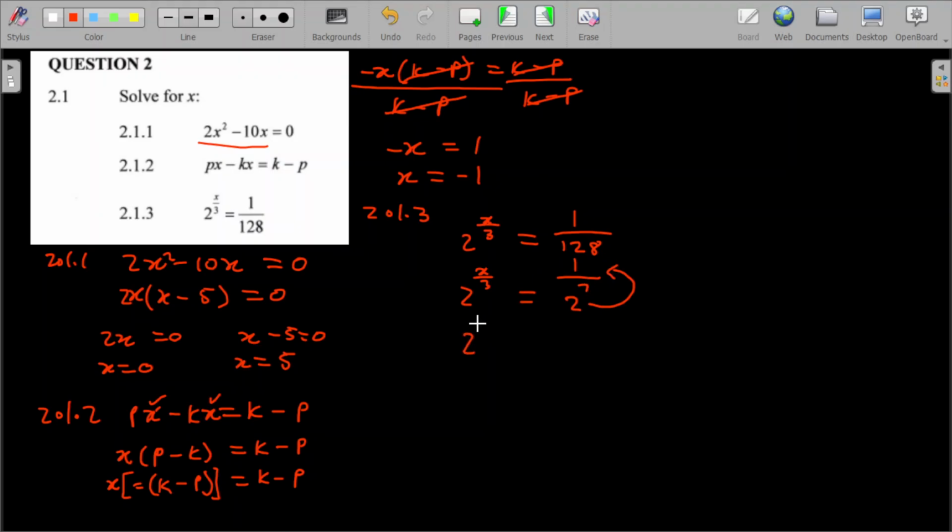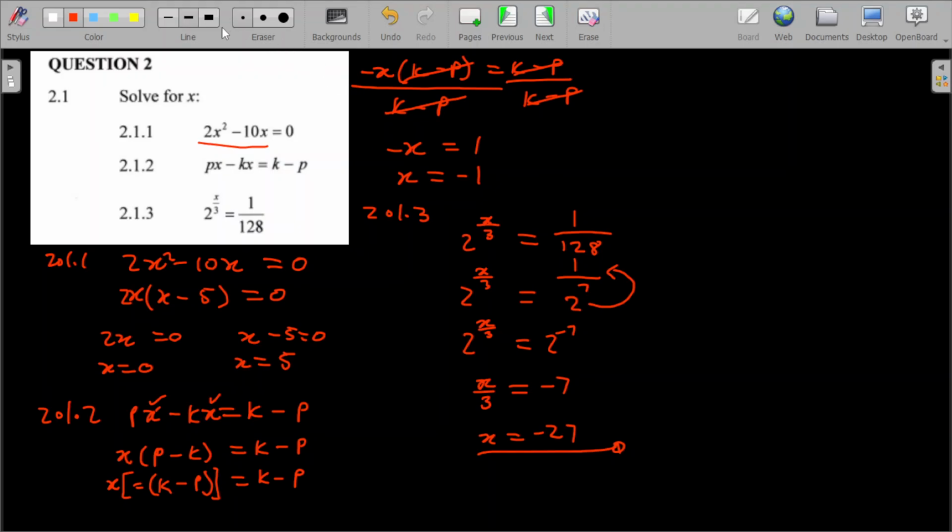So I'm going to keep this as 2 to the power x over 3 is equal to, now 2 goes to the top, the sign is going to change, so it's going to be minus 7. And then from here, I have the same bases, so I take the exponents. So x over 3 is equal to negative 7. And then from here, I cross multiply. So x is equal to this 7 times this 3, sorry, is going to times this negative 7, and I'm going to have negative 21.